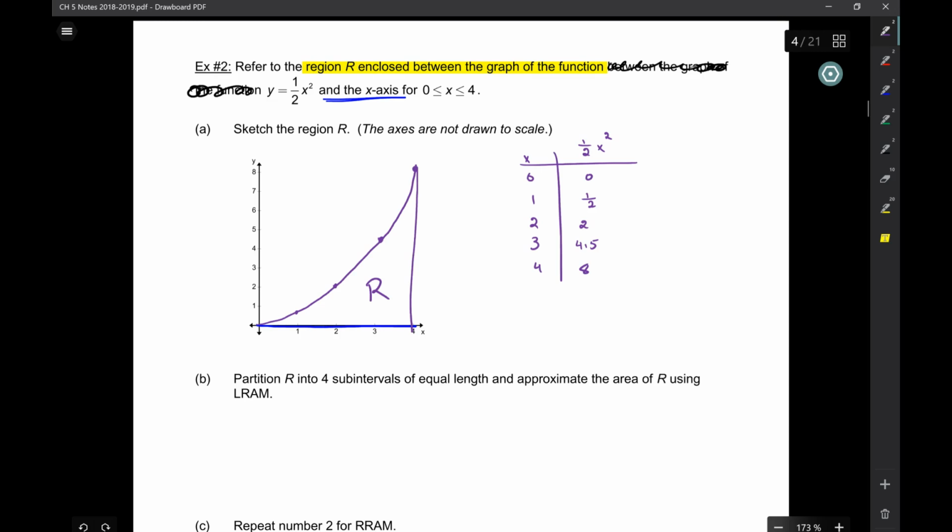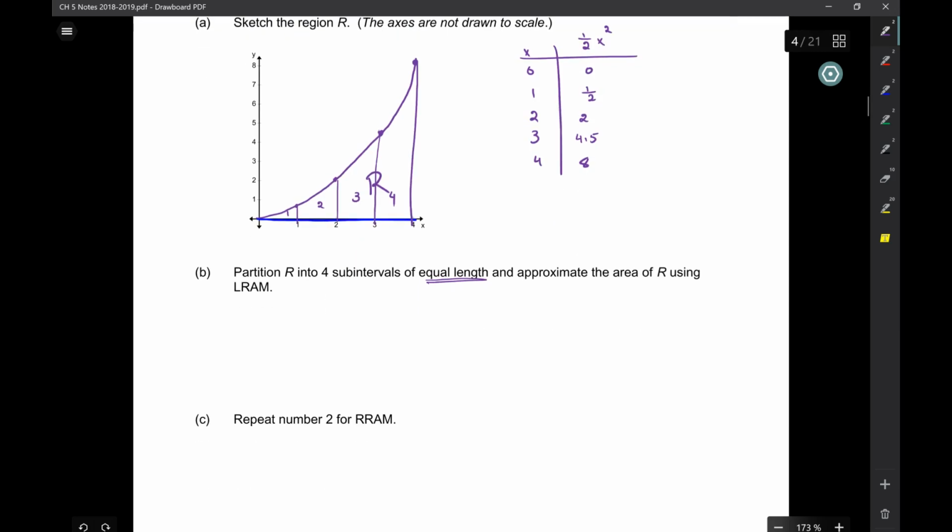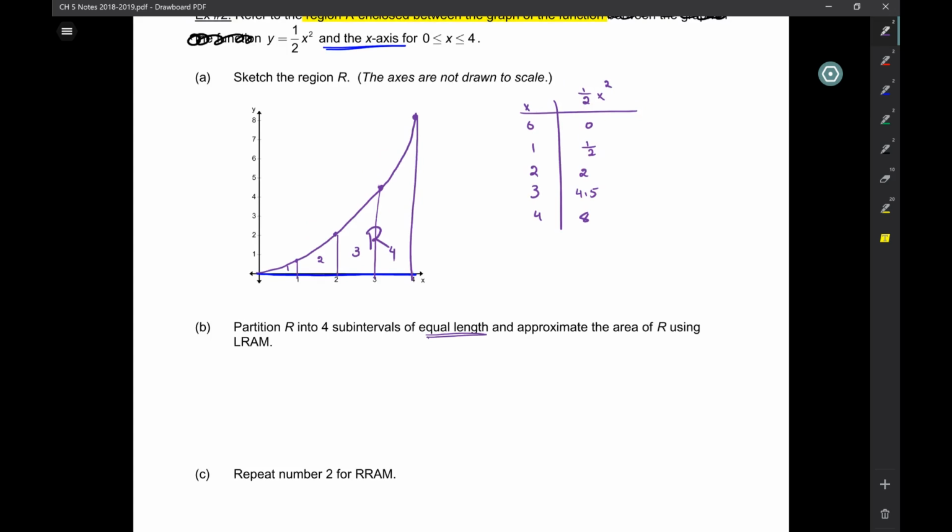Partition R into four subintervals of equal length and approximate the area using LRAM. So interval 0 to 4, four subintervals. Okay, that's easy. Each one is going to have a length of 1. Okay, so here I have 1, 2, 3, 4 subintervals. And now I have to do this using LRAM, the left hand values. So we know that the base is an interval of 4 divided by 4, which is 1.